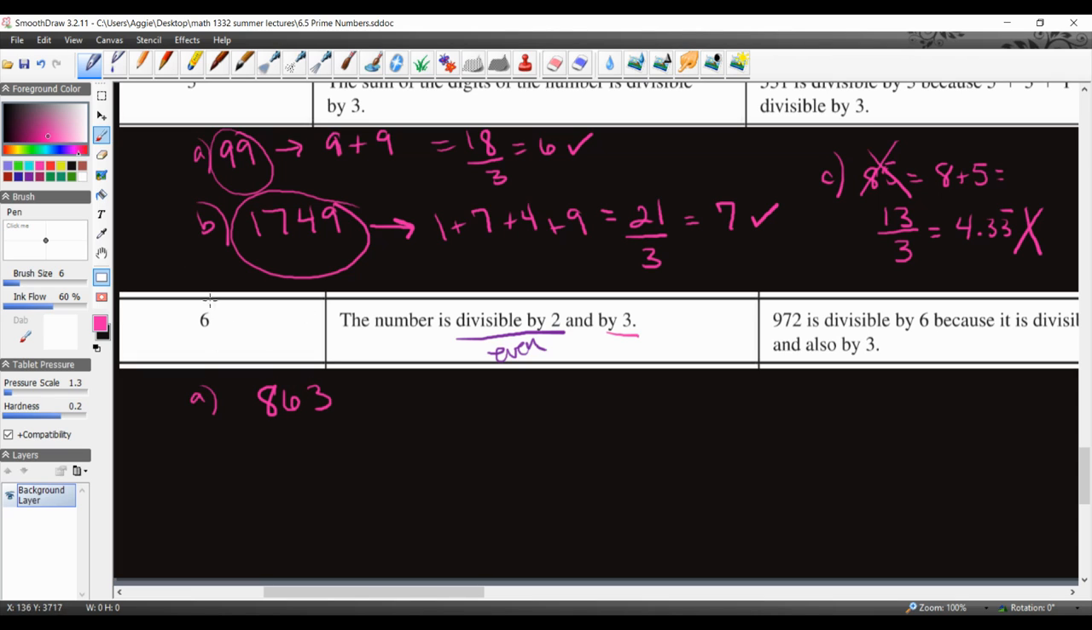863. Oh, that's not going to work. 864. Okay. Well, it's even because of the 4. It ends with the 4, so it is even. Okay, so now we're going to see if it's divisible by 3.